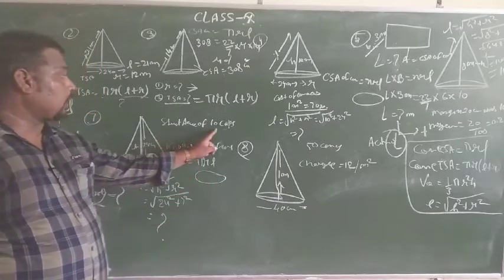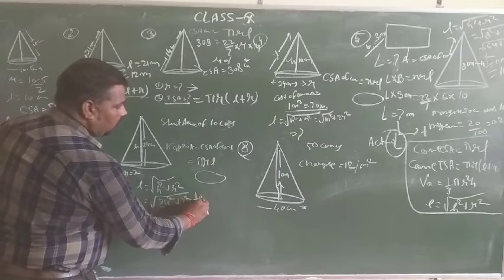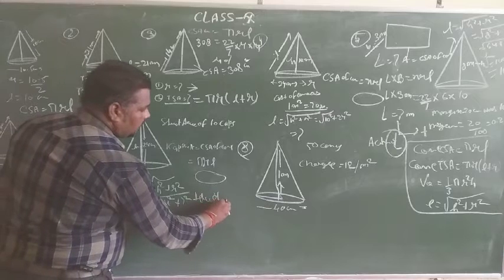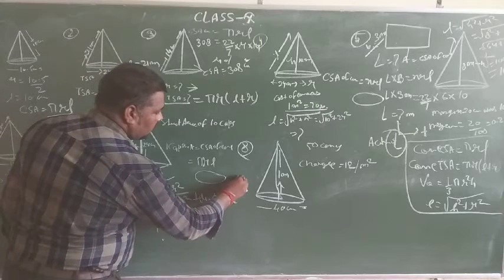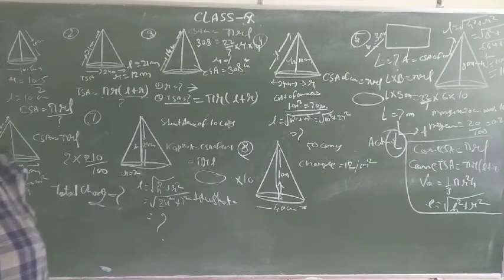And how many caps are made? 10 such caps are made. So the total sheet area equals the curved surface area को 10 से multiply करना है.